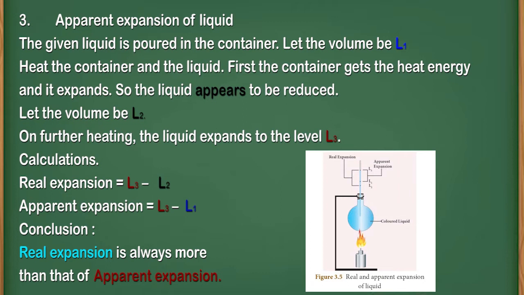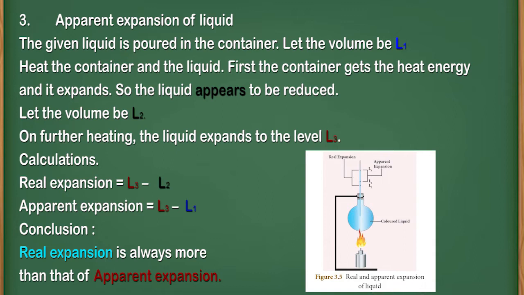Here you look at the picture first. The given liquid is poured in the container. Let the volume be L1. Heat the container and the liquid. First the container gets the heat energy, so it expands. So the liquid appears to be reduced. Let the volume be L2. On further heating, the liquid expands to the level L3.